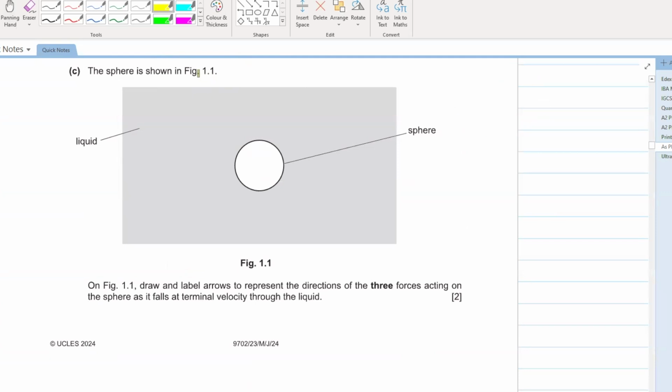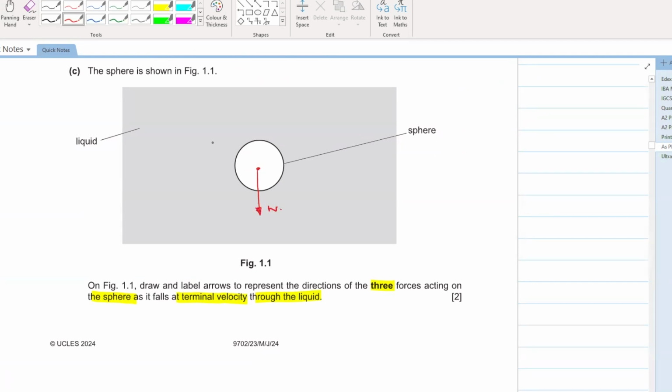The sphere is shown in figure 1.1. On figure 1.1, draw and label arrows to represent the direction of the three forces acting on the sphere as it falls at terminal velocity through the liquid. First of all, what will be the most obvious force acting on the sphere? The weight that is acting downward.